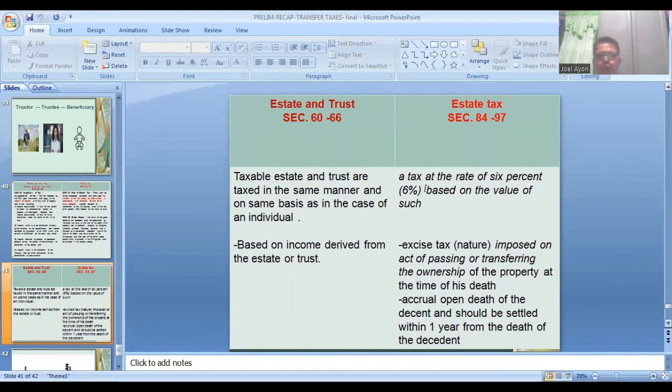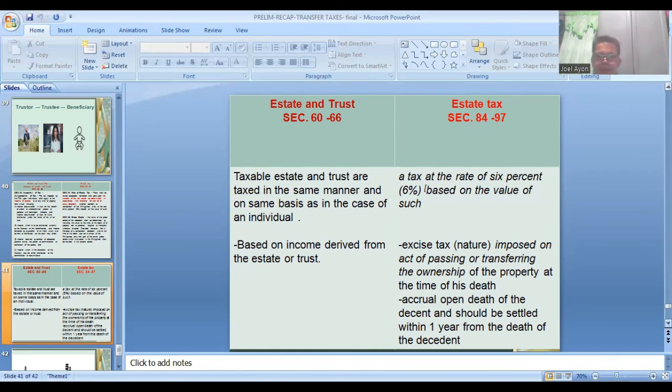Okay? And lastly, the last slide is a comparison between the estate and trust under sections 60 to 66 and estate tax under sections 84 to 97. So the taxable estate and trust are taxed, as I mentioned a while ago, in the same manner and on the same basis as in the case of an individual. While in the estate tax, a tax at the rate of 6% based on the value of such. While in sections 60 to 66, it is based on income derived from the estate or trust, income from the estate or trust of a decedent. That is what is taxed in the estate and trust income tax.